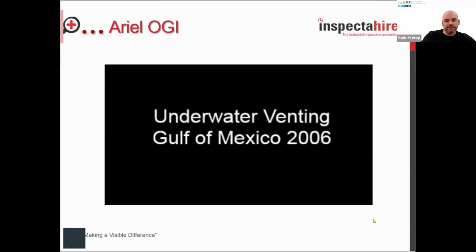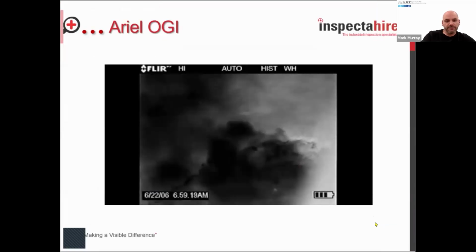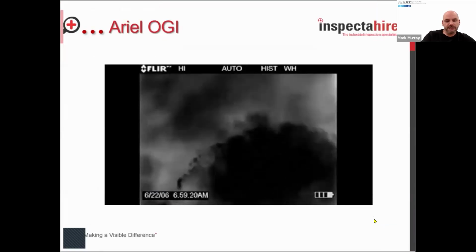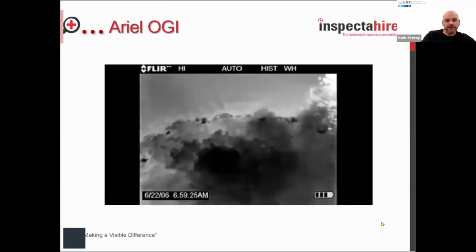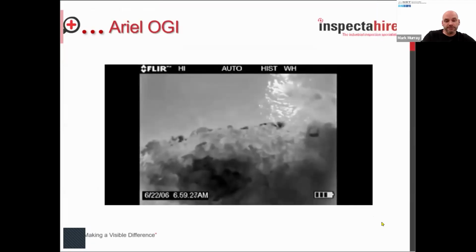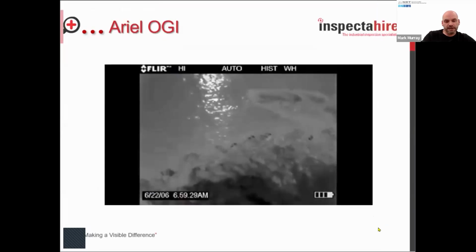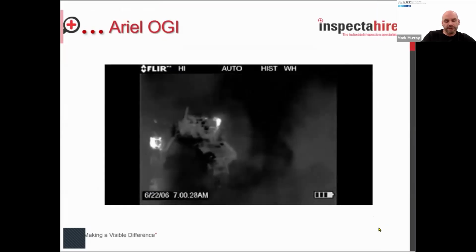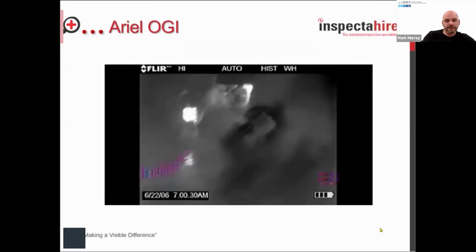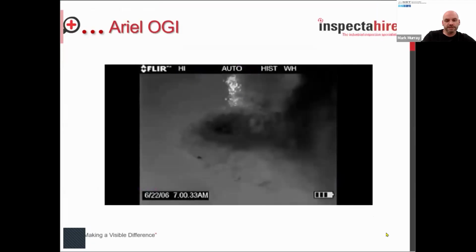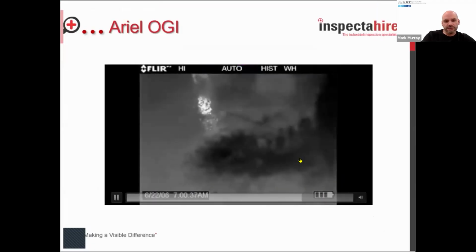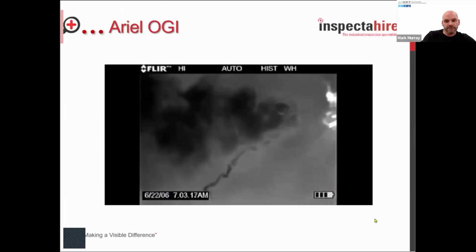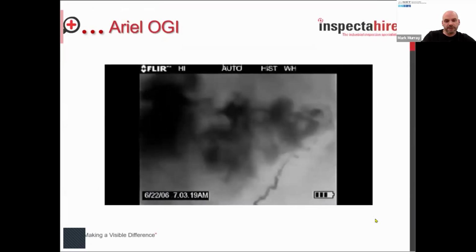This one is really just an extreme example. So it's underwater venting at a drilling platform. Now, they are allowed to do this, bizarrely, but it's well regulated and permitted. So again, this is footage from a helicopter, but it just shows it very clearly coming out there.